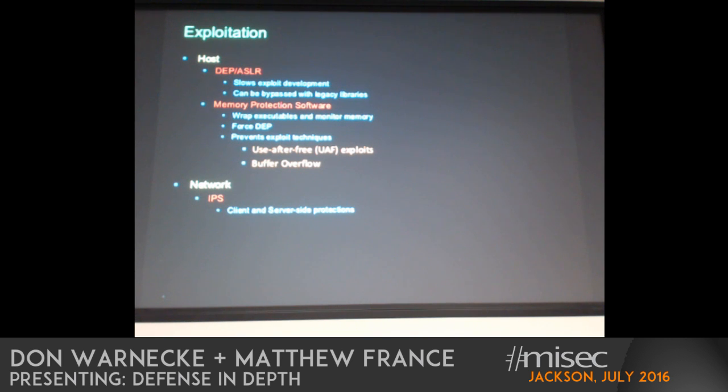And at a network level, there's still exploitation. That's kind of the core of why an IPS was developed, right? So this will give you client and server-side protections. Again, SSL decryption is key. If you can't see it, you can't stop it. In fact, you can't detect it even.